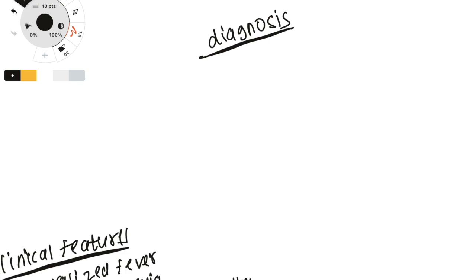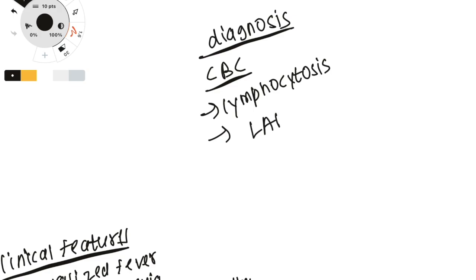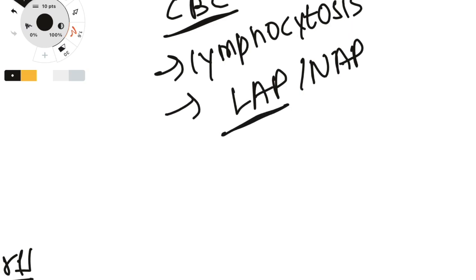So if we order a complete blood count of this patient, what we get is lymphocytosis. Obviously the lymphocyte count will be very high, and the LAP NAP ratio is also elevated. Now what is the LAP and NAP? LAP stands for leukocyte alkaline phosphatase, and NAP stands for neutrophil alkaline phosphatase. Now see, leukocyte alkaline phosphatase is an enzyme which is present in lymphocytes, and if the lymphocytes are elevated, this enzyme is also elevated. So yes, if the LAP score is elevated, generally it is elevated in viral infections, in chronic infections, but in cases of lymphoid malignancies it can also be elevated.